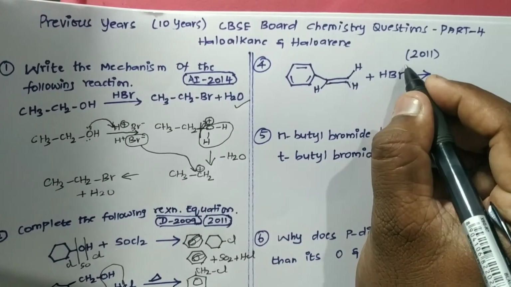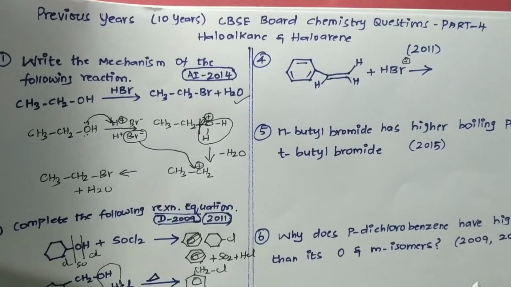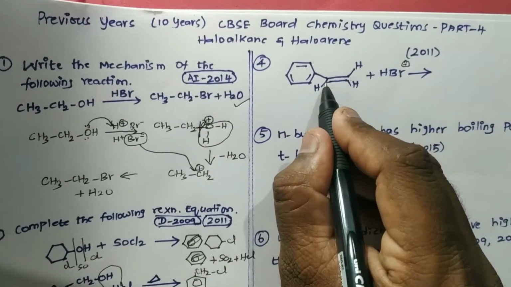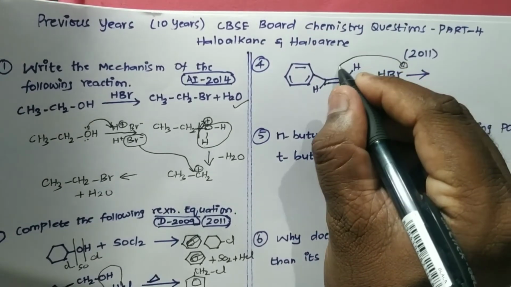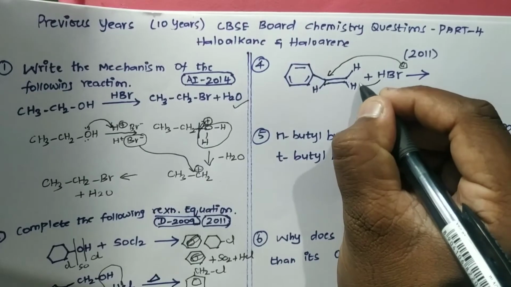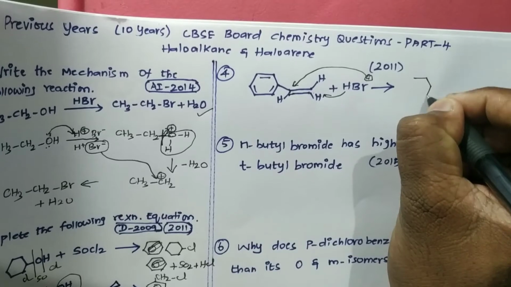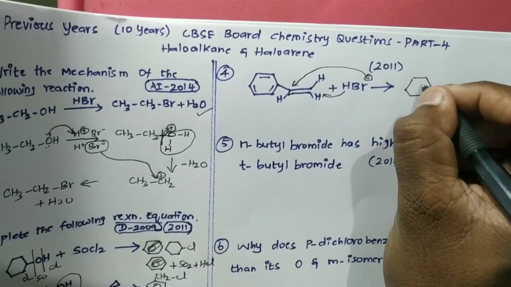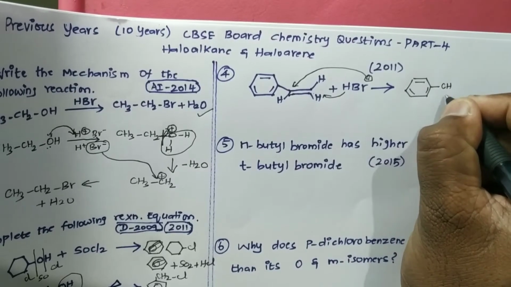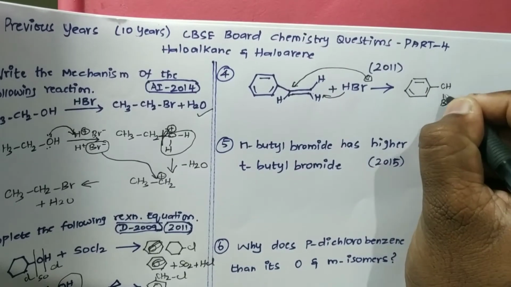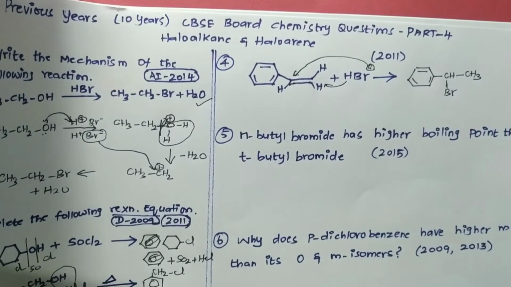What is the Markovnikov rule? The negative entity will approach where the lesser number of hydrogens is present in the double bond. According to that rule, the carbon having the lesser number of hydrogens, this Br minus will come and approach here, and this H plus will go and attach here. Now I'll get the product like this: here CHBr and here CH3. This is the product I'm getting.